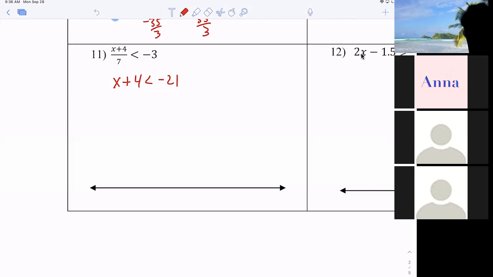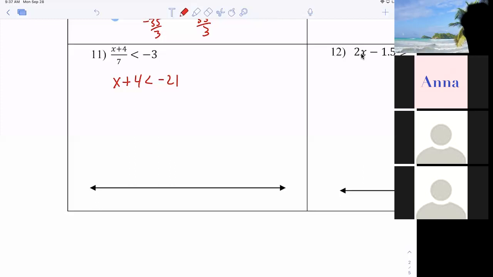I said, what do you do to both sides? If you multiply by 7, do you change the sign? No, because it's not a what? It's not a negative. You only change the sign if you multiply or divide by a negative. That's the rule.